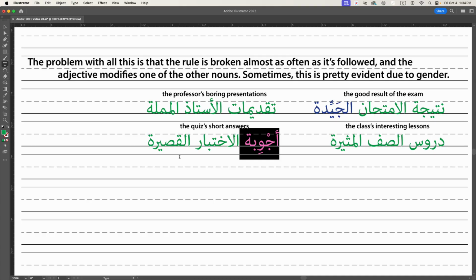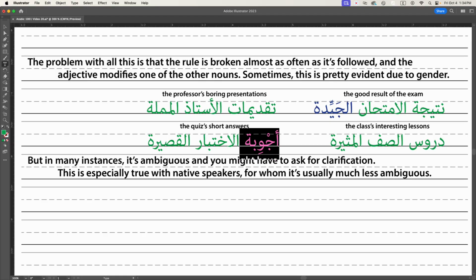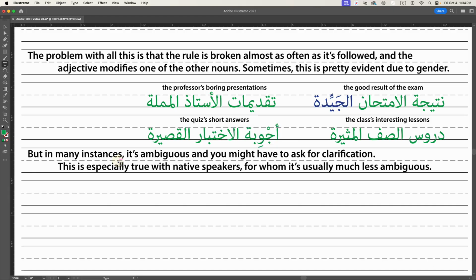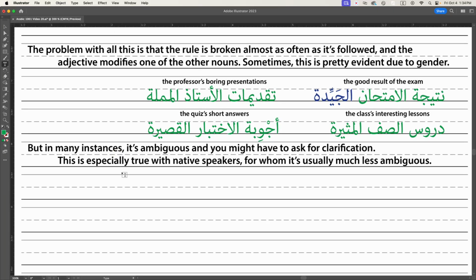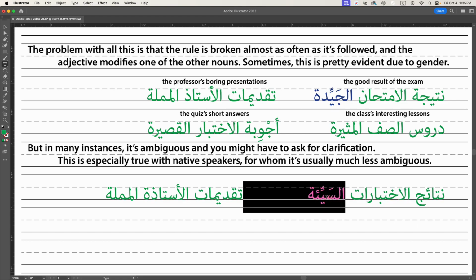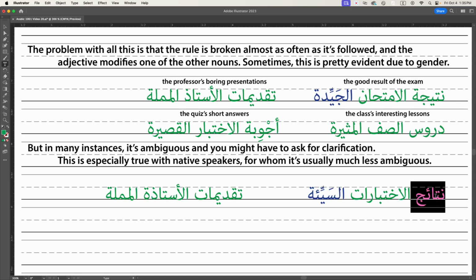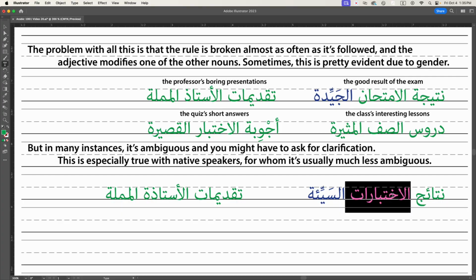People will be really willing to help you out and explore that. However, in many instances it's ambiguous, and you might end up having to ask for clarification for real. And this is especially true when it's a native speaker saying it, because to a native speaker it's usually way less ambiguous. So here we have nata'ij al-ikhtibarat as-sayyi'a. So sayyi' is the opposite of jayyid. Sayyi' means bad. So which one is it? Is it the results are bad, or is it the quizzes are bad?